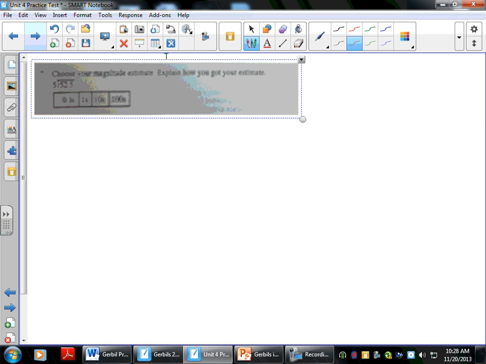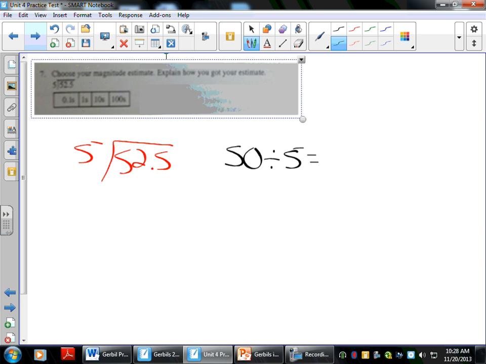Next problem. Choose your magnitude estimate. Explain how you got your estimate. Well, it's kind of blurry, but it says 52.5 divided by 5. Magnitude estimate, I have to estimate so I can make this easier. Well, I'm going to change 52.5 to 50 divided by 5, which is basic, equals 10. Circle my 10s.